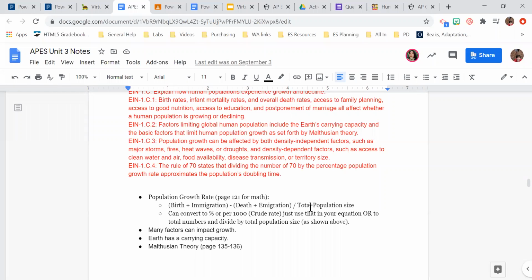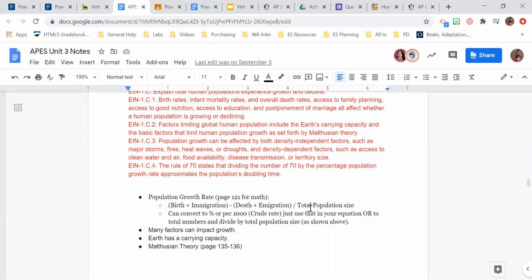So birth plus immigration, because that's putting animals, or humans in this case, into the population. So how many people are born in Atlanta versus how many people move into Atlanta. Those would be those two numbers. You would add them together to get one number of how many new people are in Atlanta. Then you would subtract the total number of people who died in Atlanta, as well as the total number of people who moved out of Atlanta. So you would add deaths plus emigrants together, and subtract that from your births plus immigrants. Then you divide by your total population size.